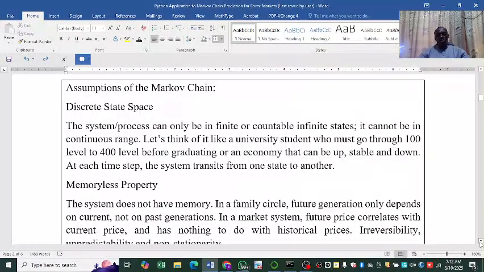Let's have an example of a student who has just enrolled into a university. Such a student will go through 100 level, that's the first state, then from 100 level to 200 level to 300 level, probably to 400 or 500 level. These are the states available for the student to evolve through. Now, if we talk about the market, it could be at a particular state of bullish, or bearish, or stable. Then the second assumption, which is the most important assumption of Markov chain, is the memoryless property. This assumption states that the future only depends on the current.